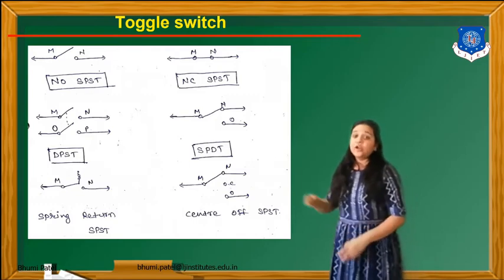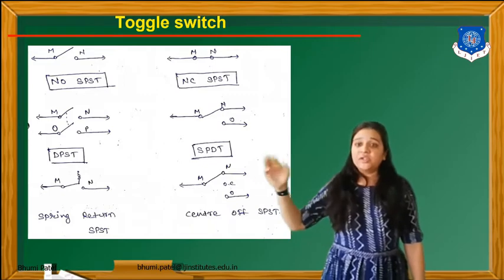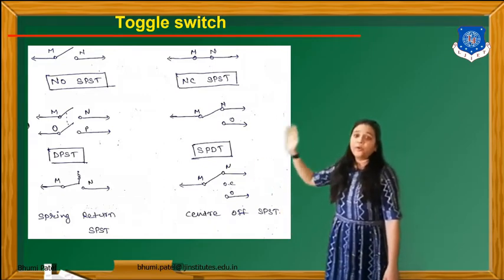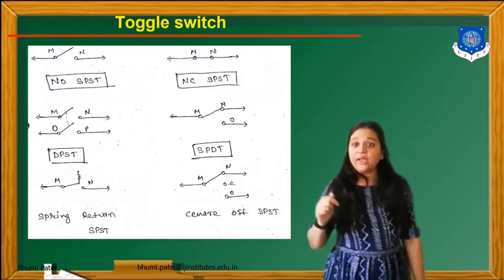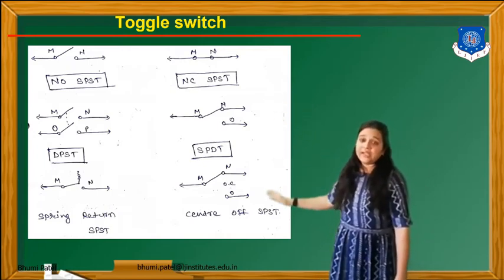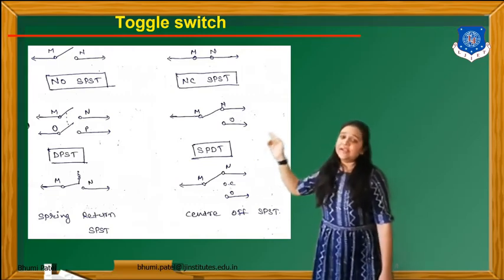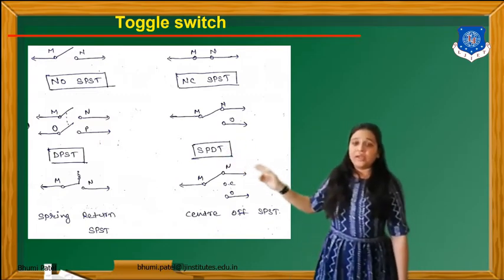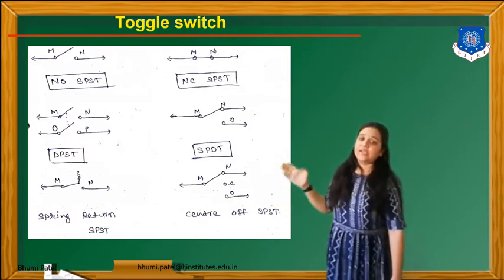Here, four possibilities are given for the toggle switch. The first one is the normally open. NO means normally open, and SPST means single pole, single throw. Okay, NC means the second switch will be a normally closed contact. Then next we can connect a double switch at the same time, which is known as the DPST. Then we can connect one input and two outputs, which is known as the SPDT.